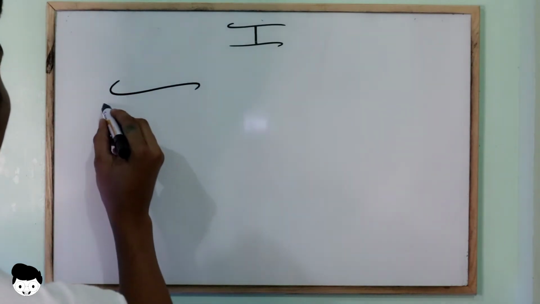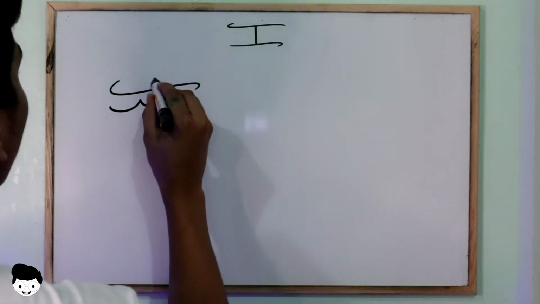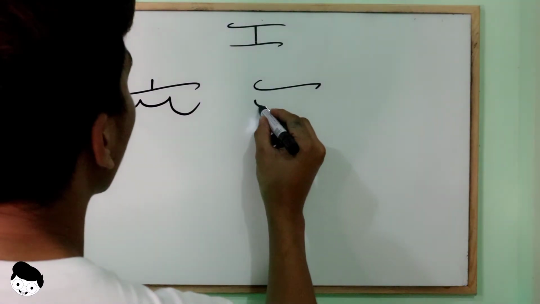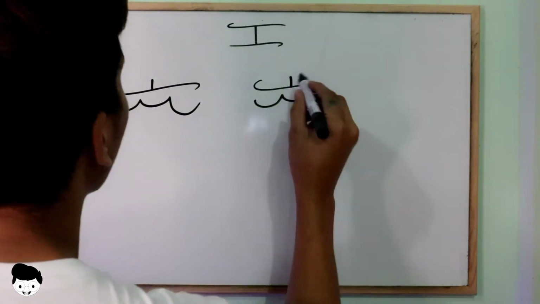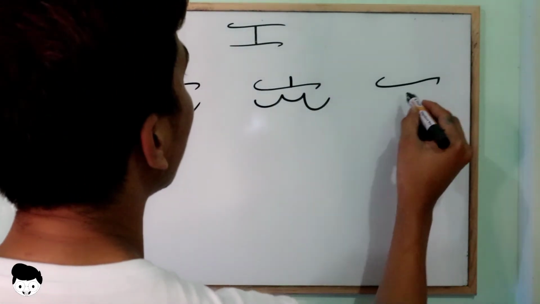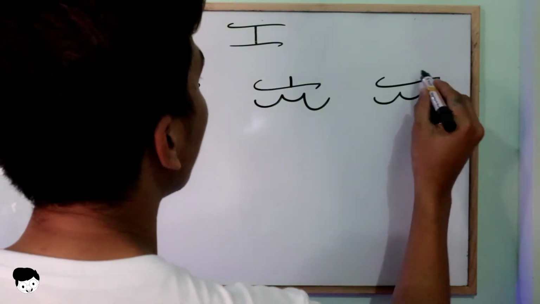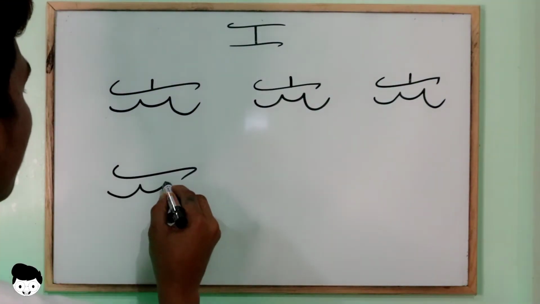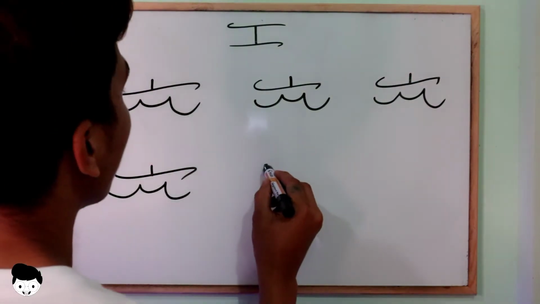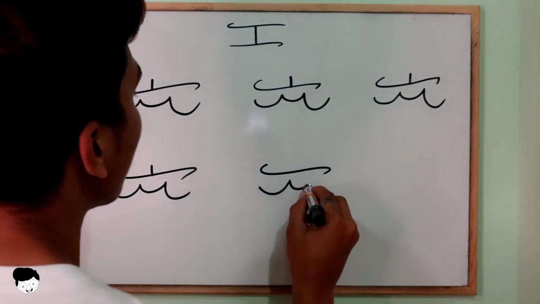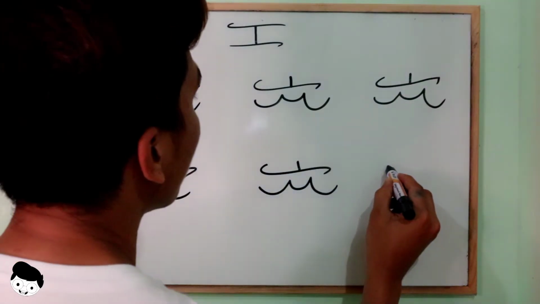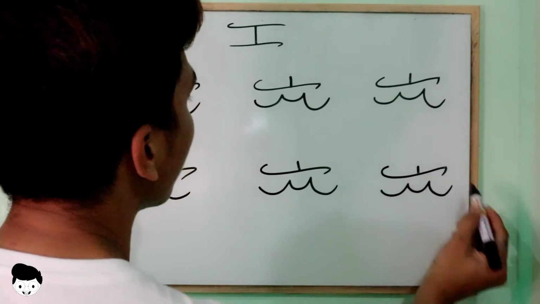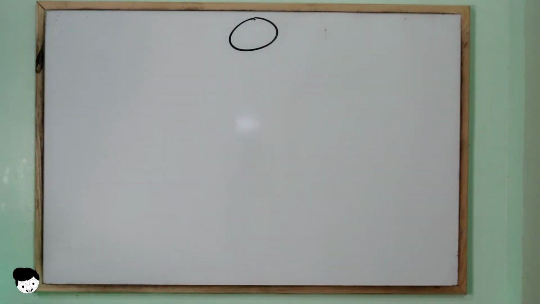1, 2, 1, 2, 3, and 1. Again, 1, 2, 1, 2, 3, and then 1. Let's proceed sa character O ng Baybayin.